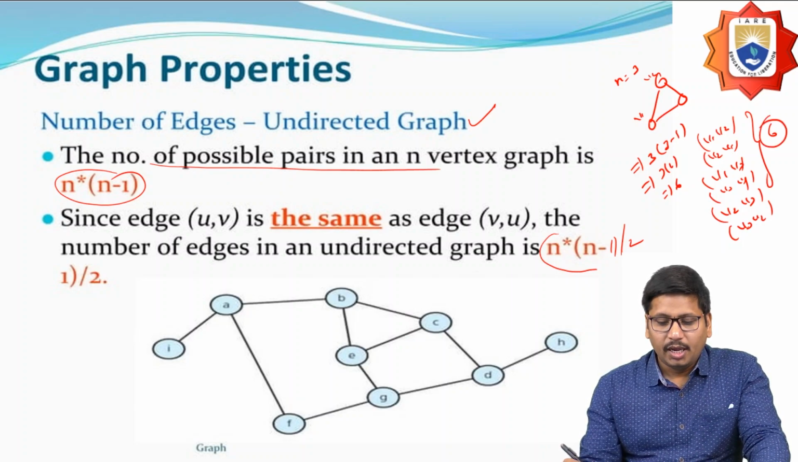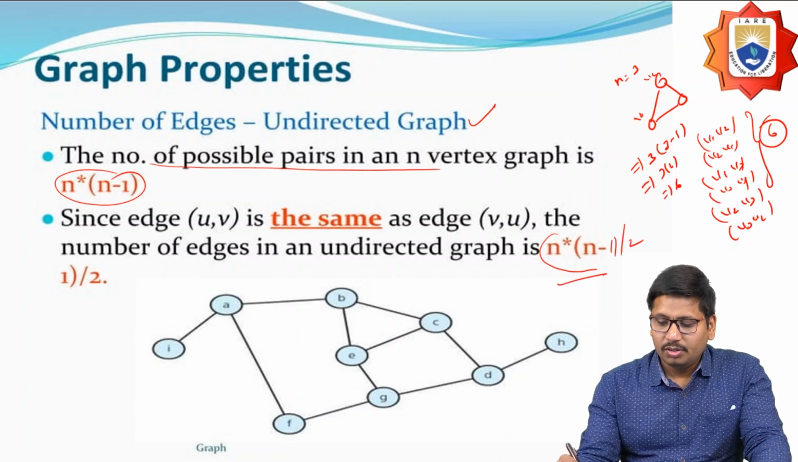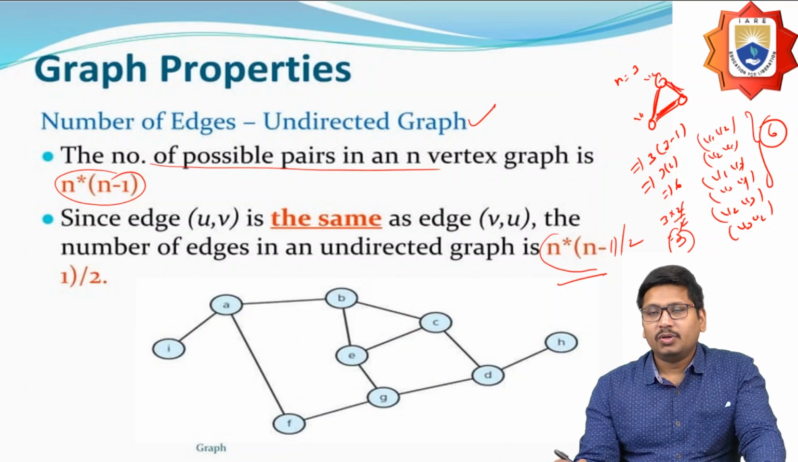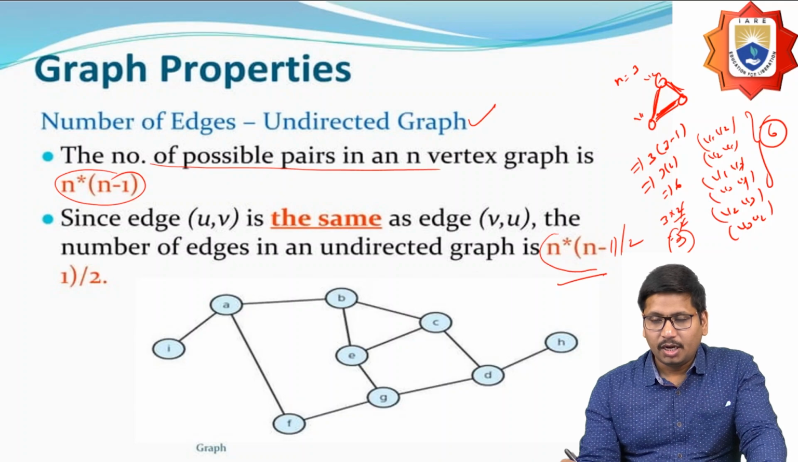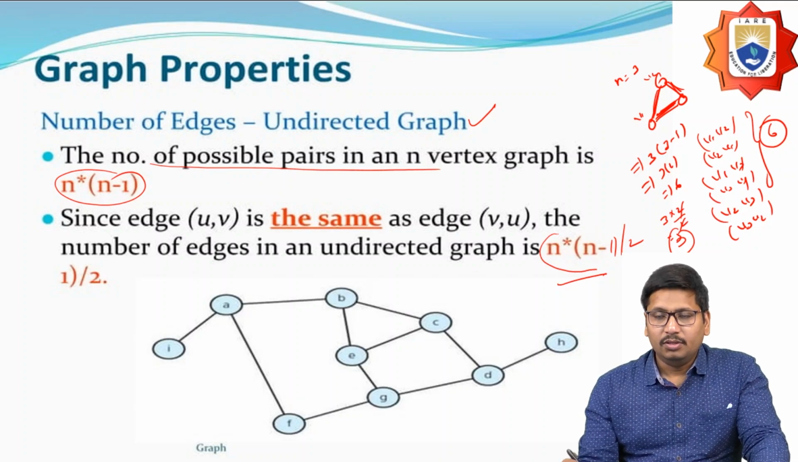Similarly, the edge UV should be the same edge as VU. So the number of edges in the undirected graph is given by n into n minus 1 by 2. So for this one, the number of edges will be 3 into 2 by 2, so the number of edges will be 3 here. So 1, 2, and 3. Like this, we calculate the number of edges in an undirected graph.